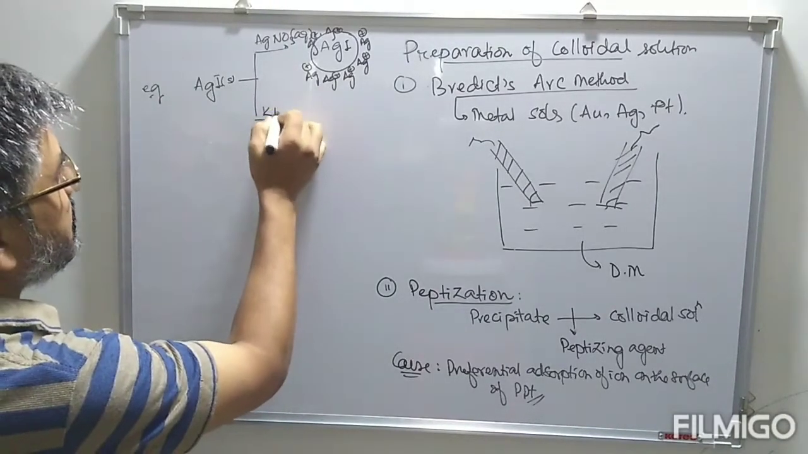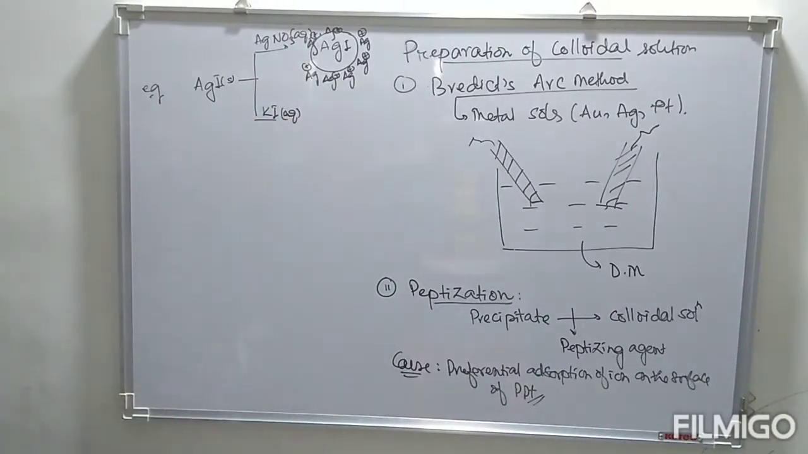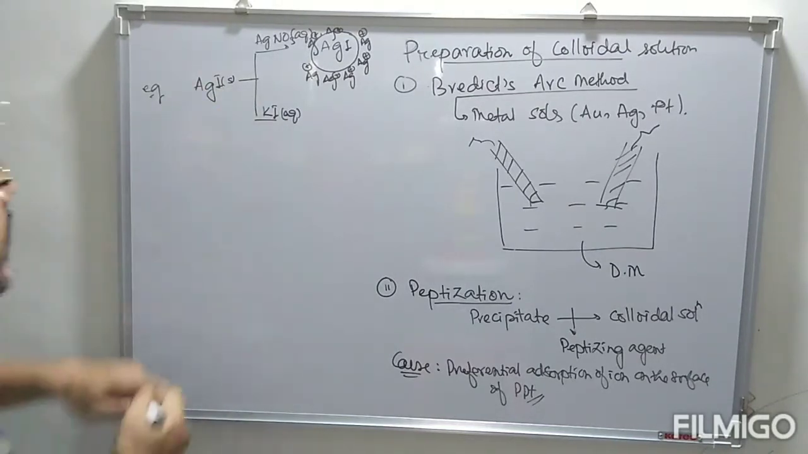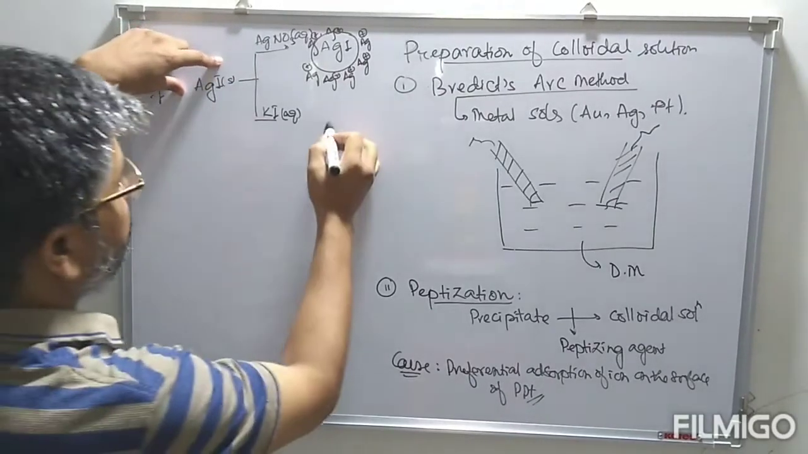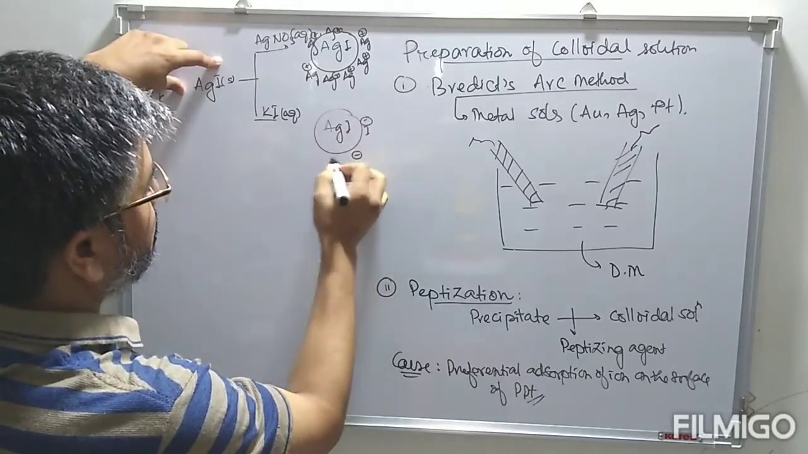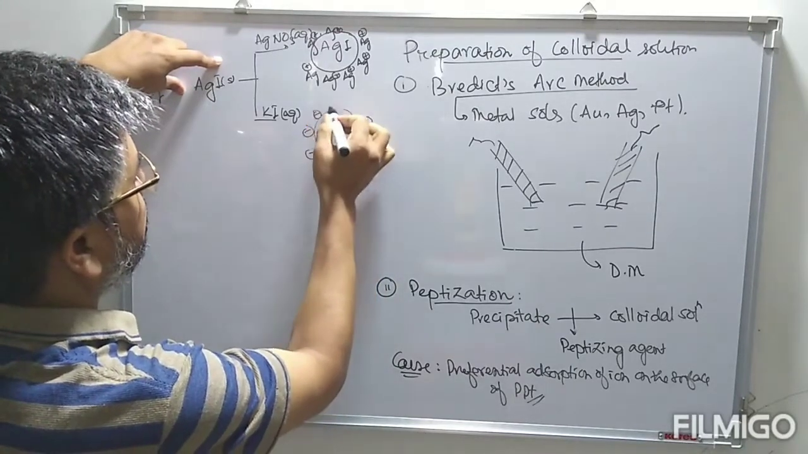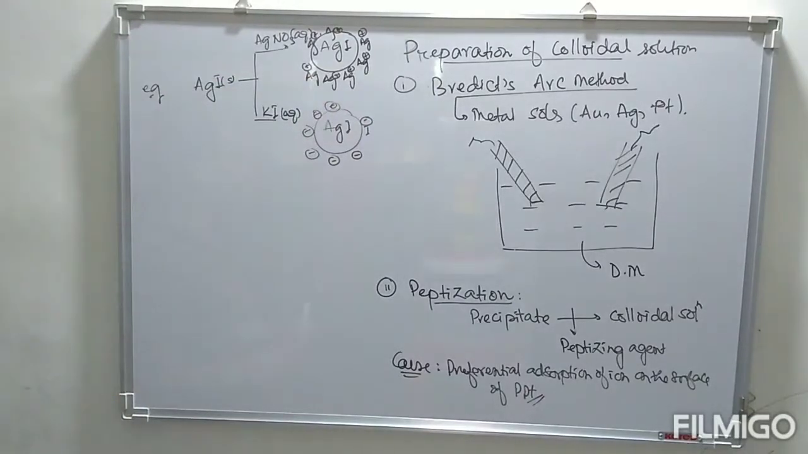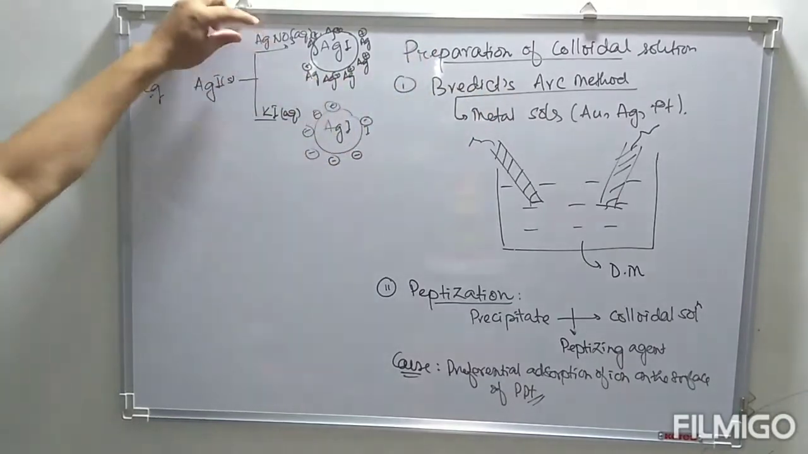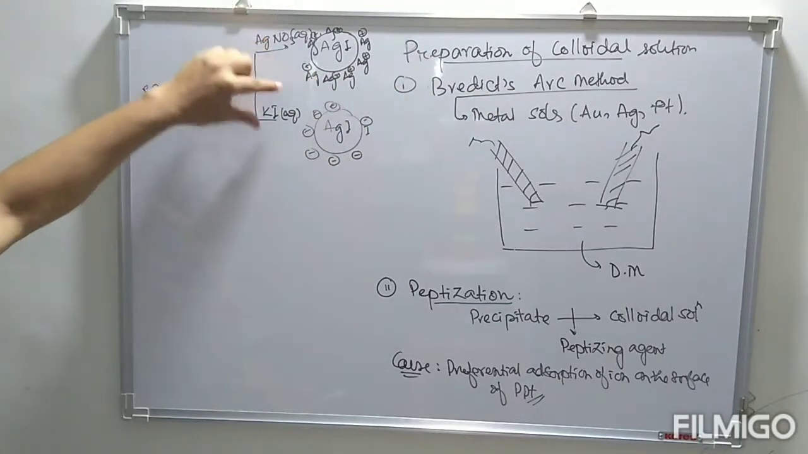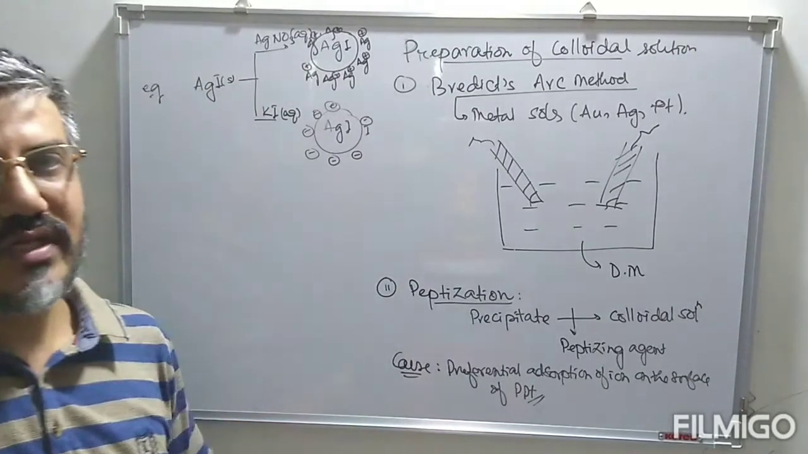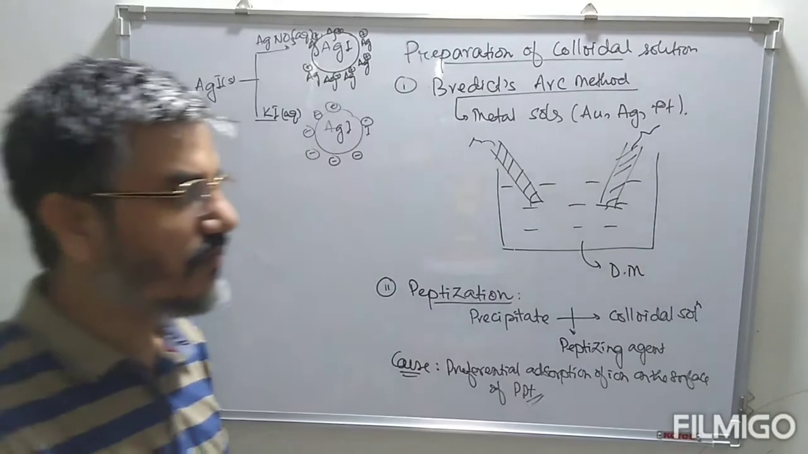Same way, if this is shaken with potassium iodide, now look at this, we have I common. So I minus ion adsorbs on the surface of silver iodide, and this is converted into colloidal solution. So silver iodide can be converted into colloidal solution either by shaking with aqueous silver nitrate or by aqueous potassium iodide. And this is also responsible for the stability of the colloidal solution.